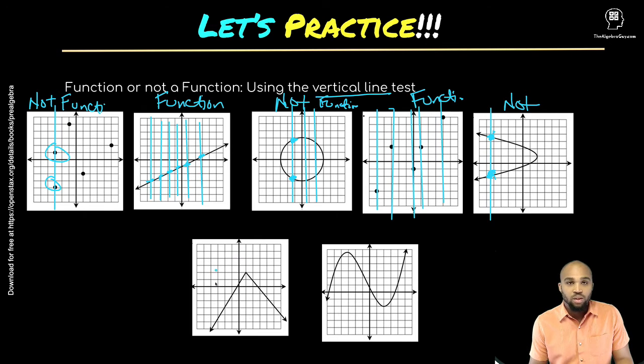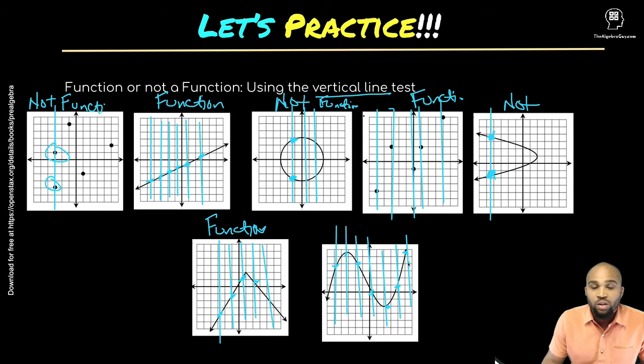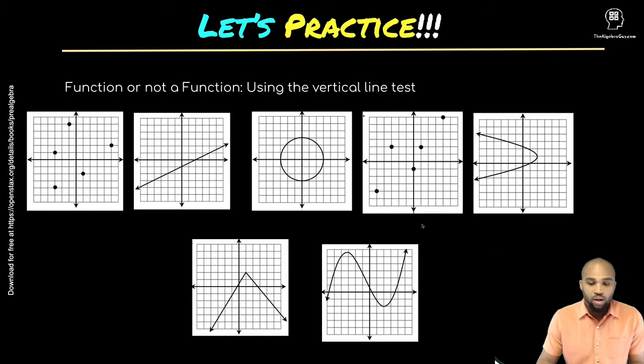What do you think this one is? Good. I hope you're saying function, right? So function, why? Because you can have vertical lines go through here, and it's not going to cross but one time on each place on that graph. So this one, we call it a function. And what about our last one here? Function or not a function? I still hope you're saying function. Good. Function. Because look, we can cross infinite number of places, but it's only going to cross one. Even though it's a wavy, curvy line, and you may think, oh, that looks kind of weird. Something's going to cross twice, but it doesn't.